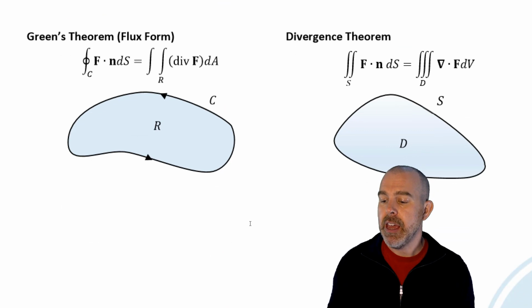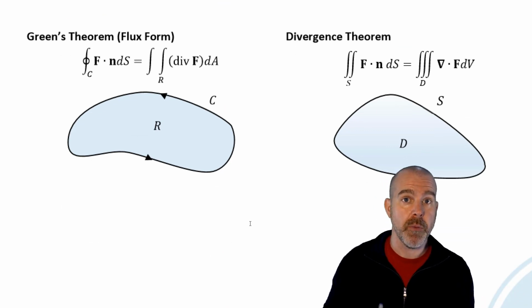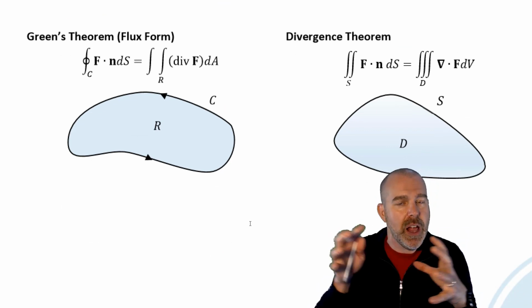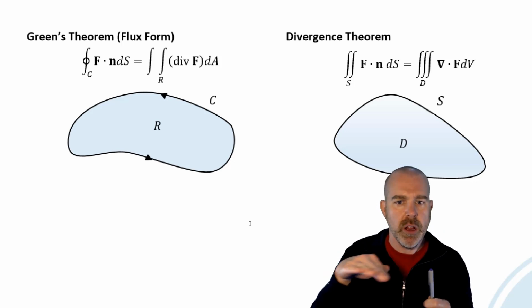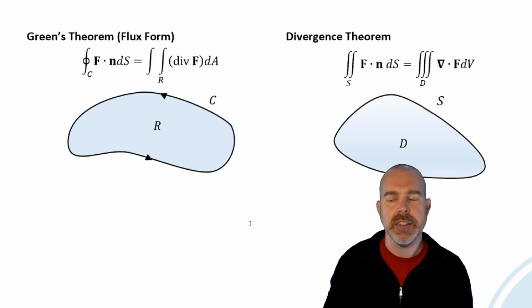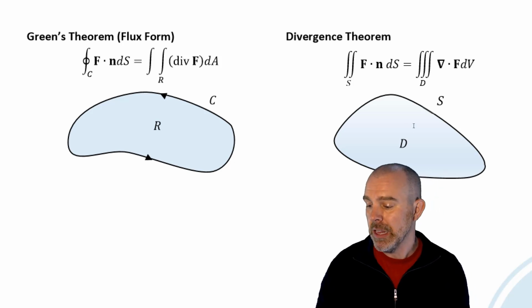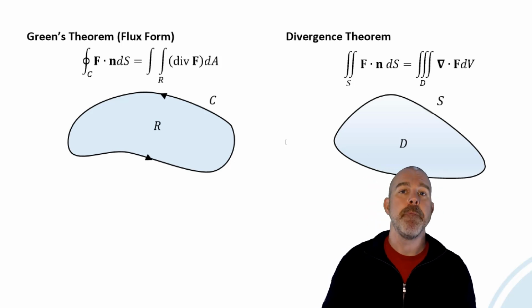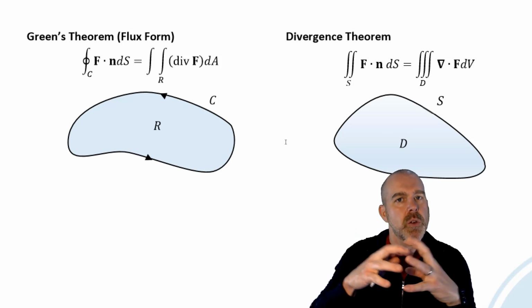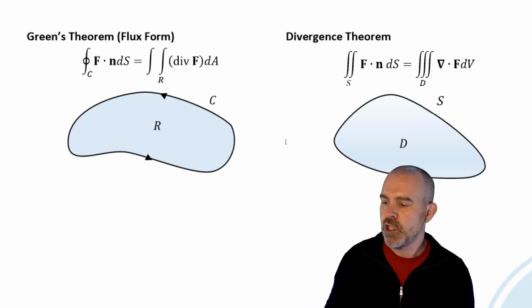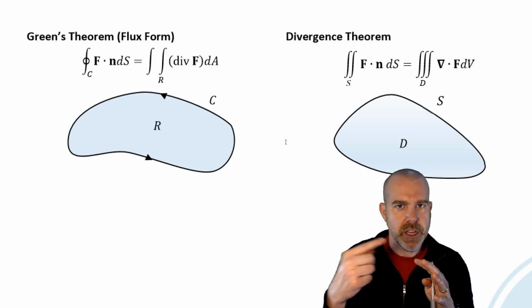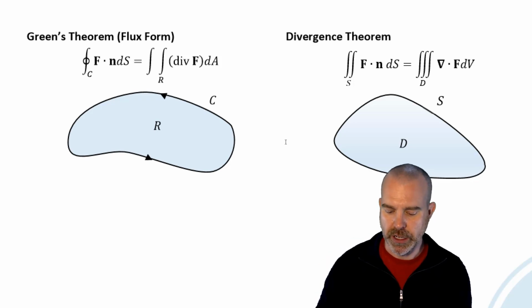And then in the flux form of Green's theorem, the net outward flux across a curve should equal the integral of the divergence inside. And then we have the divergence theorem, the three-dimensional version of that. This doesn't really look three-dimensional, but the surface integral, the flux across that surface, should equal the integral of the divergence through the three-dimensional region.